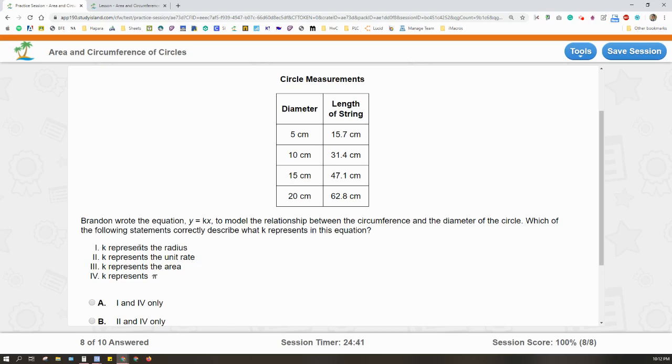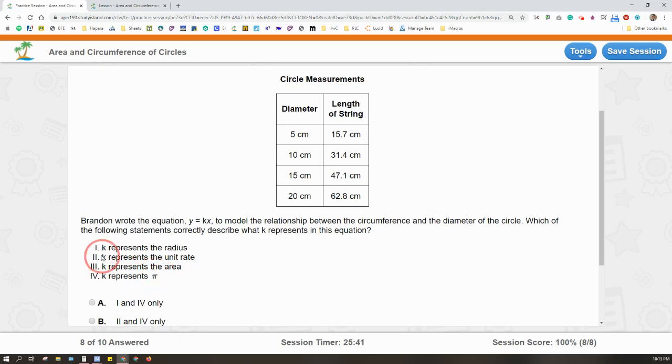1. K represents the radius. Is that true? Do you take y equals k times x, where y is the length of string and x is the diameter, or even vice versa if you wanted to, would you multiply by the radius to get from one to the other? Ask yourself that question. Hopefully at this point you know the answer is no. The diameter times pi gets you the length of string. So k is not going to be the radius. K should be pi. Oh, hey, look what number 4 says. K represents pi. Well, there you go.